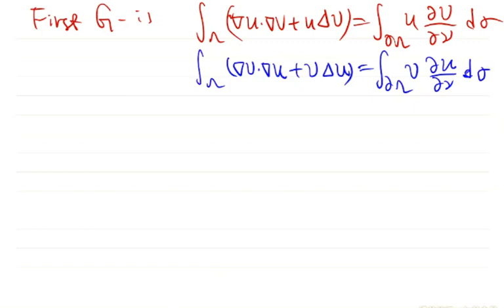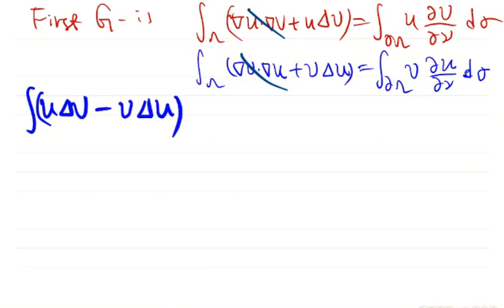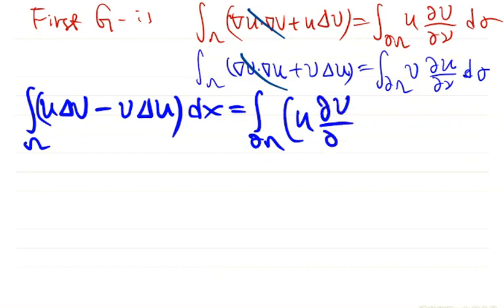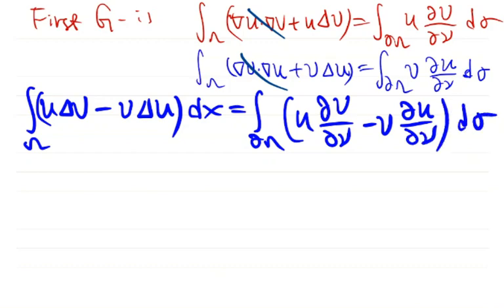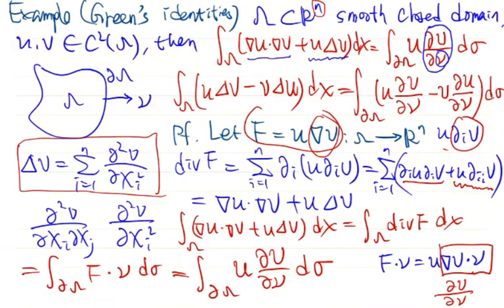Okay, now we subtract these two equalities. The inner product terms cancel. These two terms are equal. When you subtract these two equalities, you will obtain the integral of u Laplacian v minus v Laplacian u dx equals the boundary integral of u dv/d nu minus v du/d nu. So this is the second Green's identity. Okay, so the proof is quite easy once you know the divergence theorem.